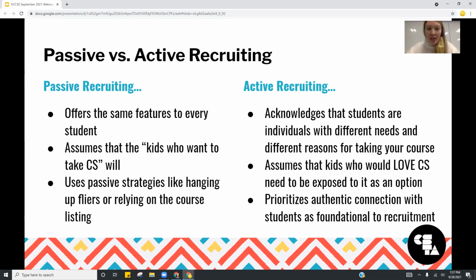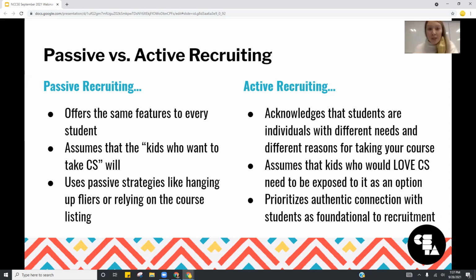Every student is different, and the reason for them taking your class is not necessarily and not usually the same as the kid that's going to be sitting next to them in that class. So we need to acknowledge that our students are different, they have different needs, and we have to speak to those needs. We also assume that kids who would love CS have to be exposed to it as an option.